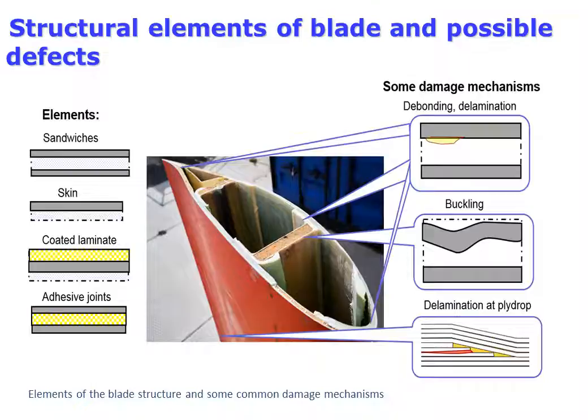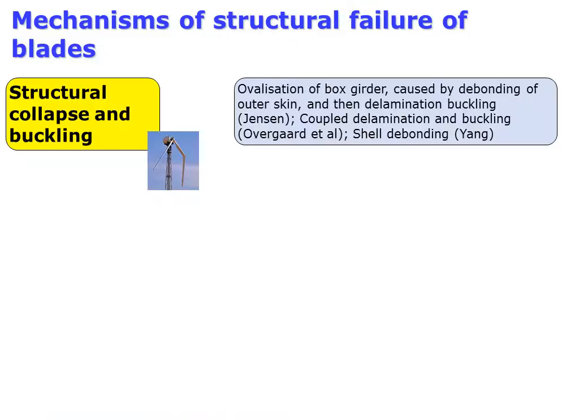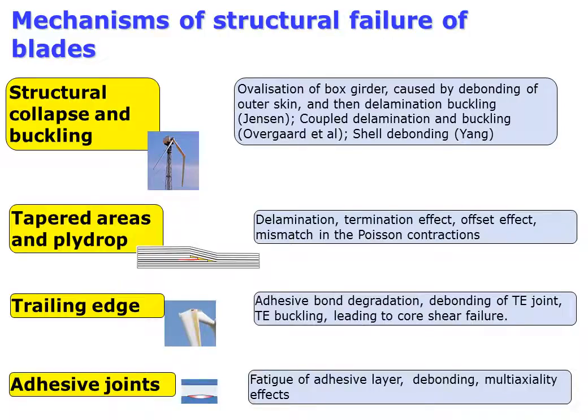Wind turbine blades are structures built from various elements, among them, single skins, sandwich structures, and adhesive joints. The often observed damage mechanisms of blades include leading edge erosion, adhesive joint degradation, trailing edge failure, buckling, delamination, and blade collapse phenomena. All the damage mechanisms can be triggered by manufacturing defects available in the structures. Mechanisms of structural failure of wind turbine blades include structural collapse and buckling, delamination in tapered areas, and ply drops, adhesive bond degradation, and buckling in trailing edge and skin spar.